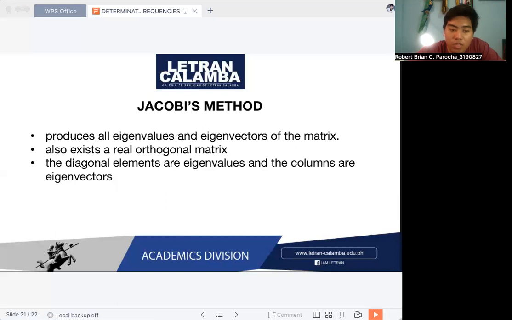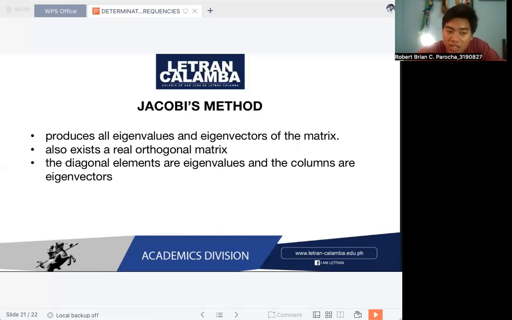Next is Jacobi's method. Jacobi's method produces all the eigenvalues and eigenvectors of the matrix D, or the dynamical matrix, which is given by D equals D sub ij, a real symmetric matrix of order n by n. The dynamical matrix, denoted as D, has only real eigenvalues.